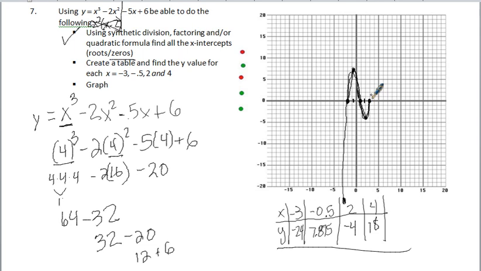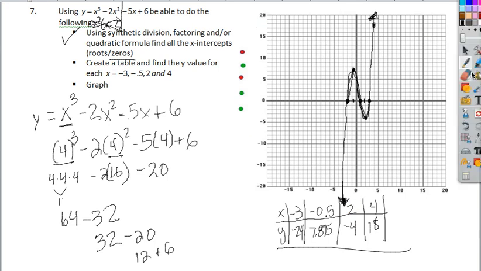So 4 and up 18. And that gives me that point right there. And now I know what my end behavior is like and what my graph would look like. Okay? And so that's graphing a cubic. There's nothing easy about it. It's hard from beginning to end. But good job. And I'm getting ready to erase, so pause if you need to.